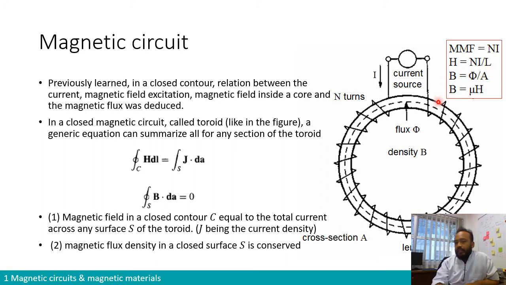And then of course there is not just the magnetic field inside the coil. The magnetic field inside the coil will circulate in the core material that we can see over here, right?